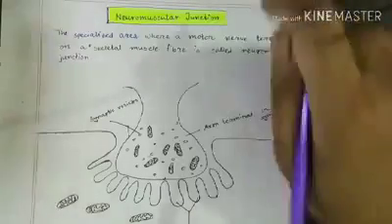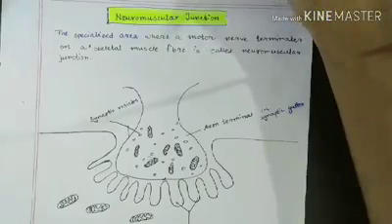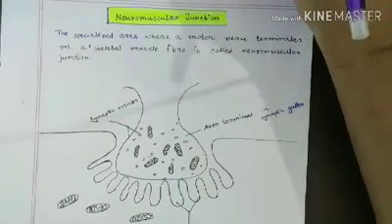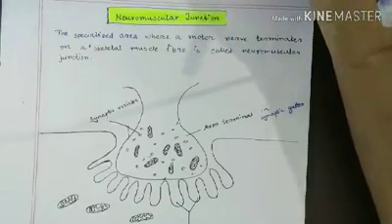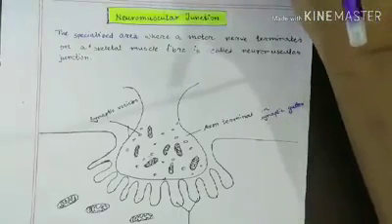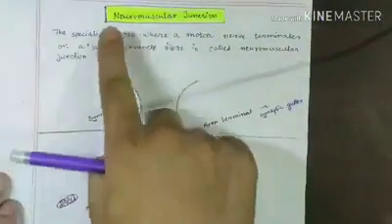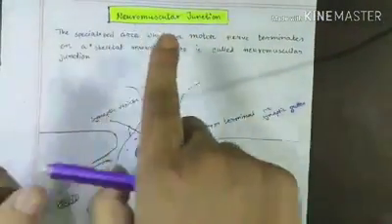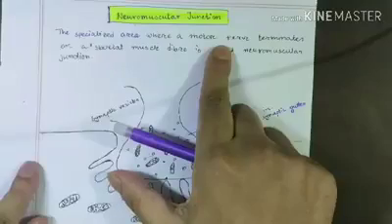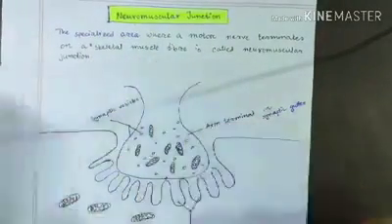So today our topic is neuromuscular junction. Let's start with the definition first. The definition, you see, is in its name. It has got two parts, neuro and muscular. Neuro stands for the motor nerve and the muscular stands for the skeletal muscle fiber.